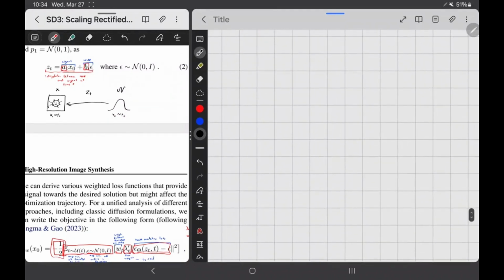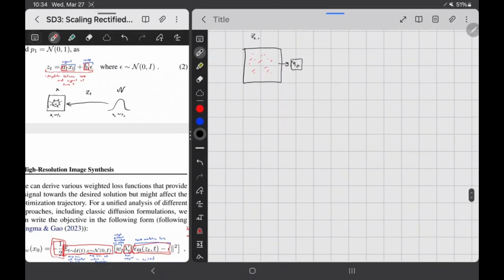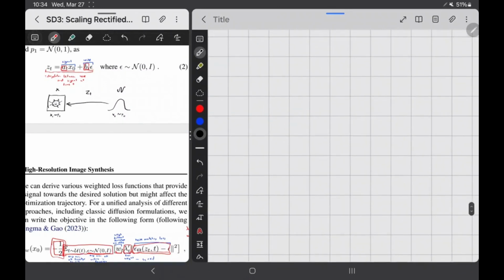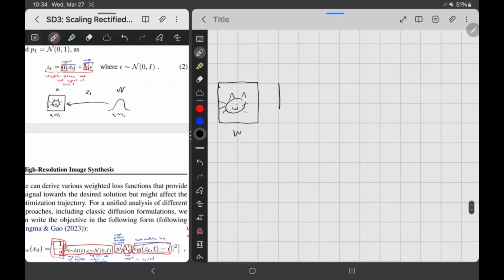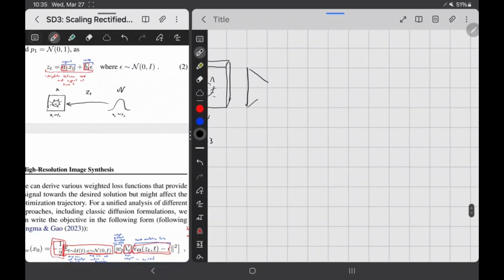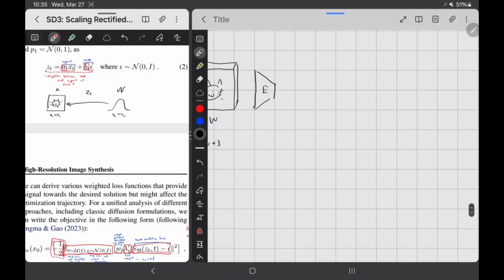Now, we actually don't work in pixel space here. We actually work in the latent space. And to do that, you just use a variational autoencoder or a normal autoencoder. Usually it's variational, and this is the thing Stable Diffusion 1 introduced. You take an image, say the cat here, and this will be an image of size L by W by your number of channels, say 3. So this will be L by W by 3. You send this through your encoder. So this is going to be our variational autoencoder.